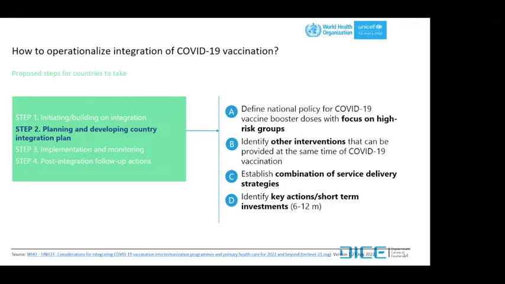Third, it's C, the what and where. It could be in a health facility, or the COVID vaccine could be delivered in a market and then combined with another intervention. So we're going to try to map that. And then D, it's about what is needed: resources, what are the short-term investments and actions that need to happen in order to be able to do so. Next, please.